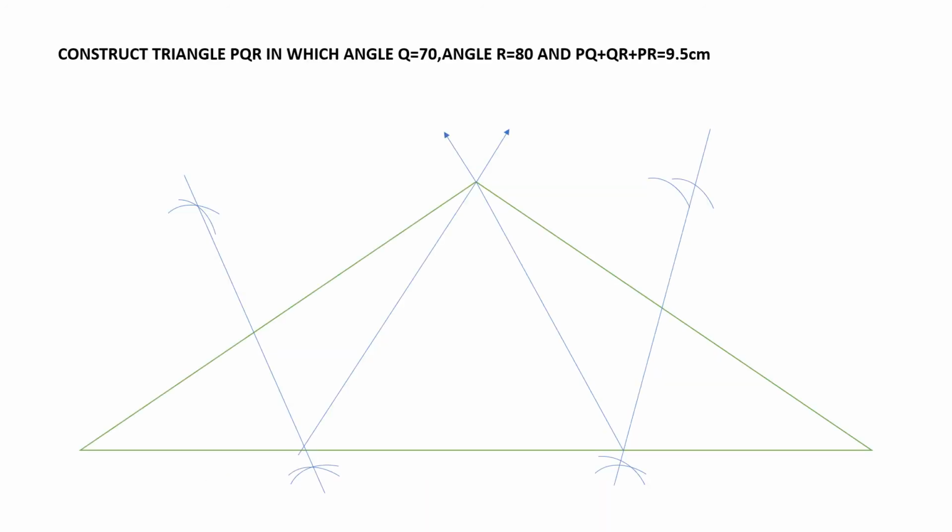Now for constructing, one more question is there from your practice set, that is 4.3, right? Here the first question is given in which angle Q is 70 degree, angle R is 80 degree, and the perimeter of the triangle is 9.5. For that, I'll explain in front of you, but you have to draw it in your notebook and practice it. Here you have to draw a base with any alphabet, with how many centimeter? 9.5 centimeter.